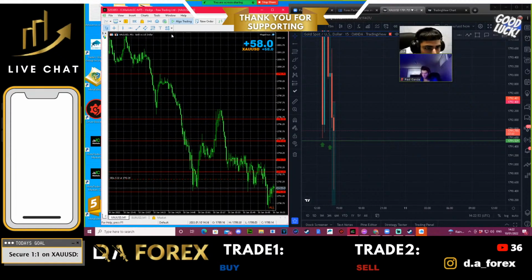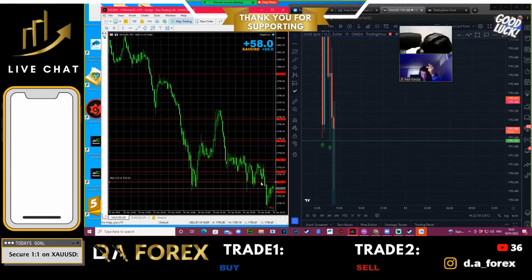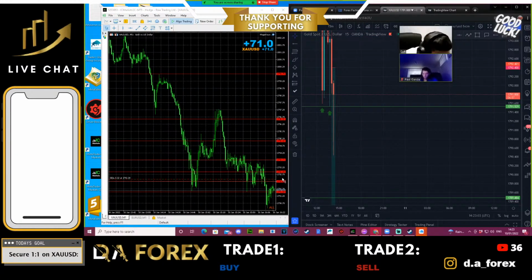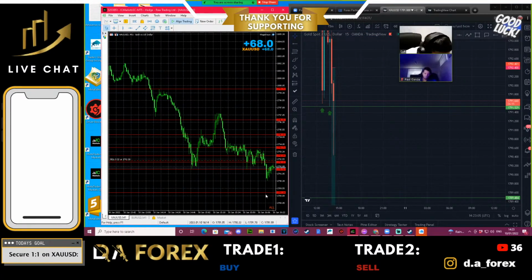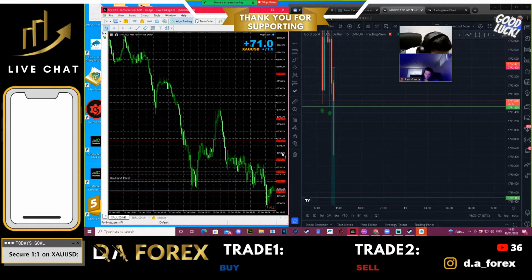Let's see what happens. Should really respect this level here, honestly. Should respect this. Should not be breaking above this. Have the upper wick at this point now as well. Should start dropping back down, and then this runner should go all the way down to 89 level.